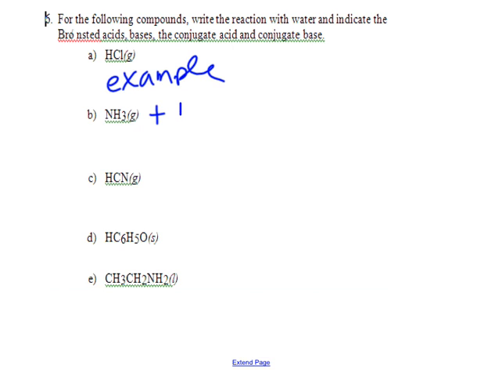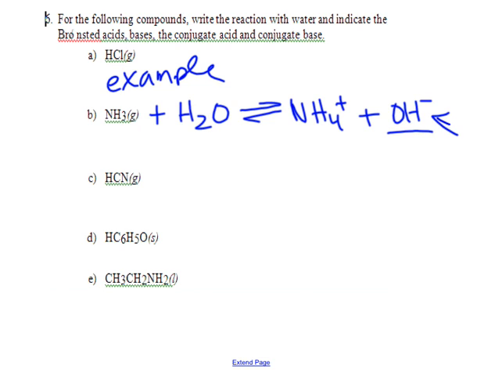Let's do this one. We're going to add it to water. What do we know about NH3? It's a weak base, so we're going to have double-headed arrows. According to Lowry-Brønsted, bases do what? Proton acceptors. So that makes this NH4 plus, leaving behind OH minus. That, my friends, is why ammonia is a base.